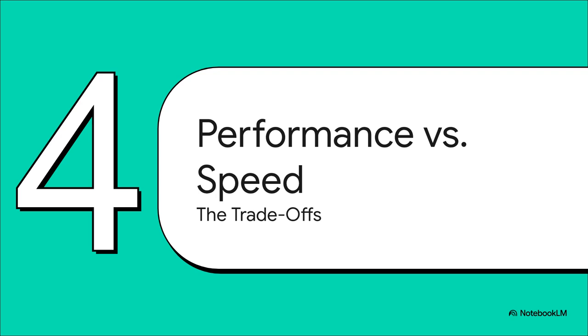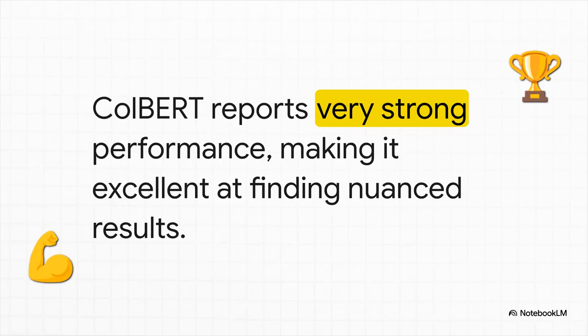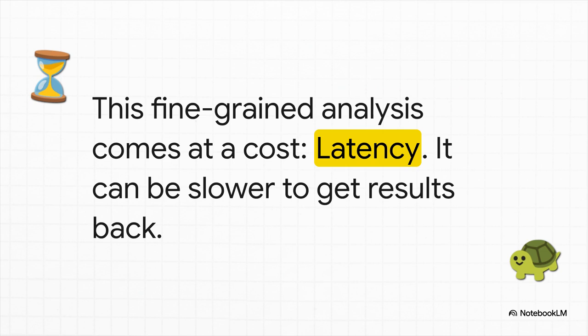Okay, this all sounds pretty amazing, right? But as you know, in technology, there's rarely a free lunch. So we've got to talk about the practical side of things, the trade-offs. We need to look at performance versus speed. So the huge upside, the big win for ColBERT, is that it has what's described as very strong performance. Because it's doing this incredibly detailed token-level analysis, it gets really, really good at finding highly relevant, super nuanced results. And at the end of the day, that's what we want from a search engine, right? But there's always a but.